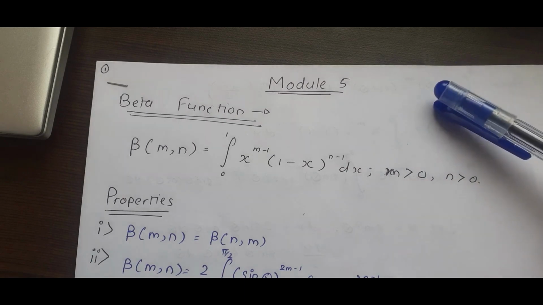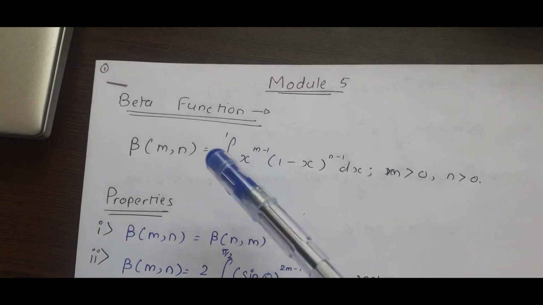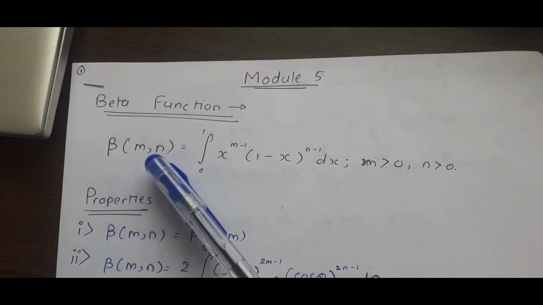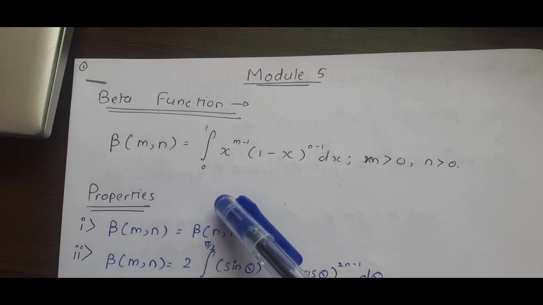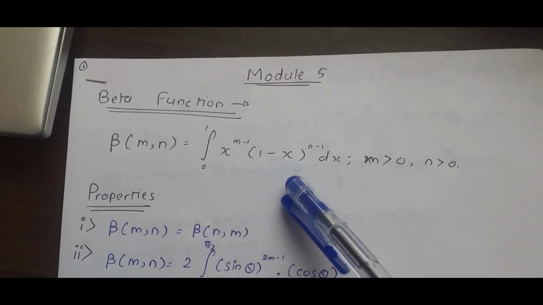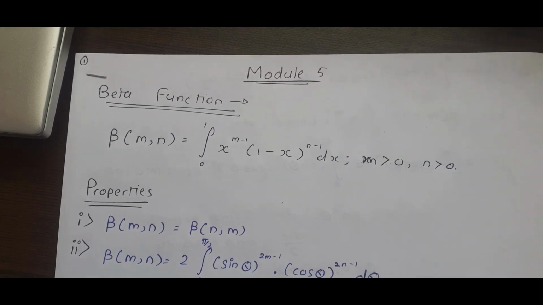We'll now start the next module, module 5. Our first topic we'll cover is beta function. Now beta function is written of the form beta of m comma n, and it is equal to integration from 0 to 1 x power m minus 1 into 1 minus x power n minus 1 dx, where m and n are both greater than 0.